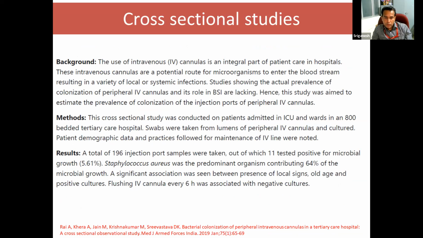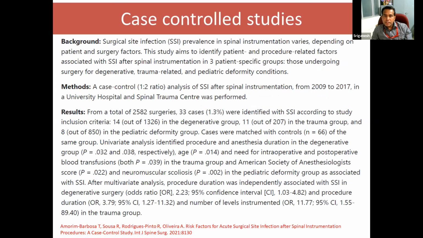Now, this is an example of a cross-sectional study. This study looked at microbial growth in peripheral IV lines, and it found that around 6% of the samples had a positive microbial growth. The most common organism was Staphylococcus aureus, and there was a significant association between presence of local signs, age, and positive culture, and flushing of the IV cannulas every 6th hour was associated with negative culture. So this is easy to do. You perform the study in all patients admitted in the ICU simultaneously, and then look at the prevalence of a particular outcome.